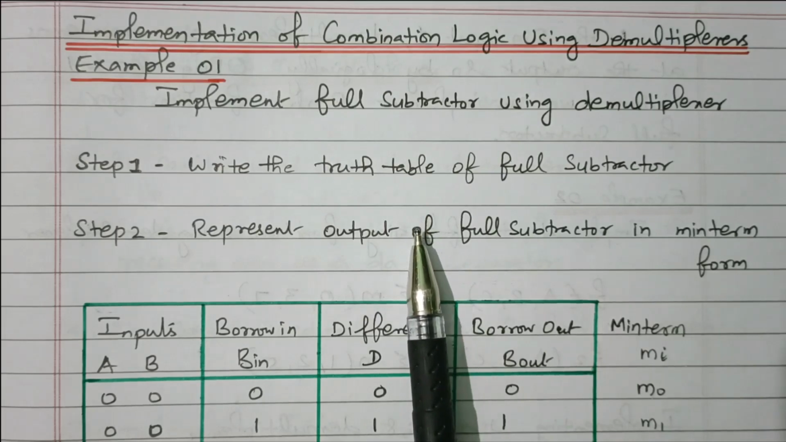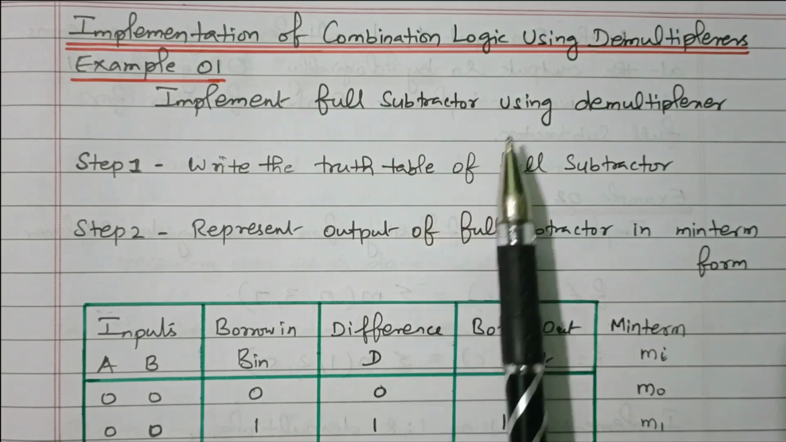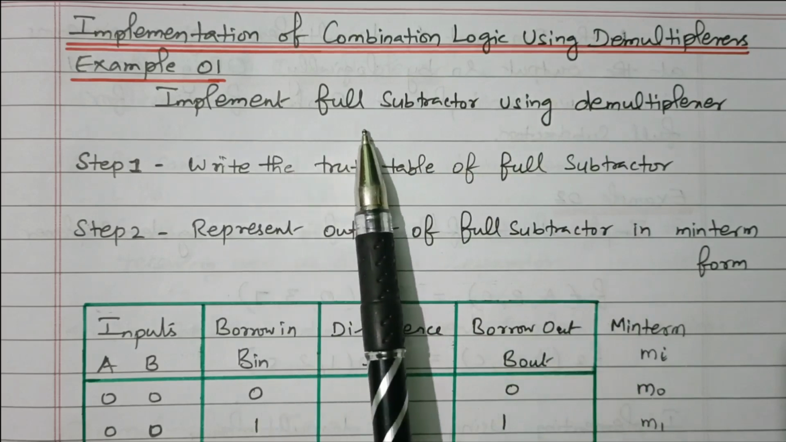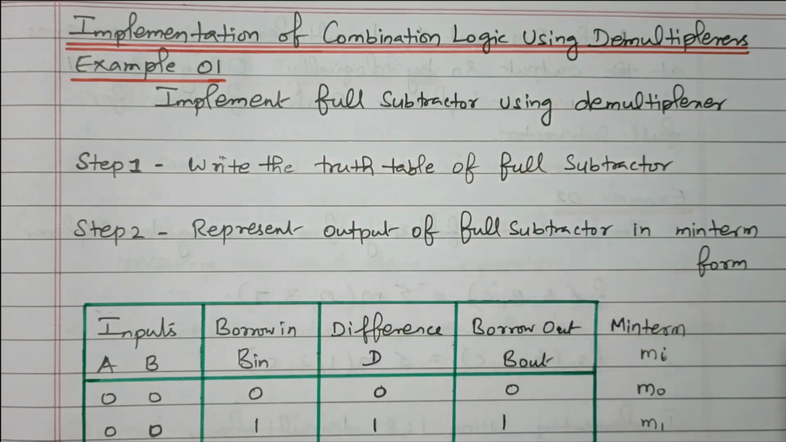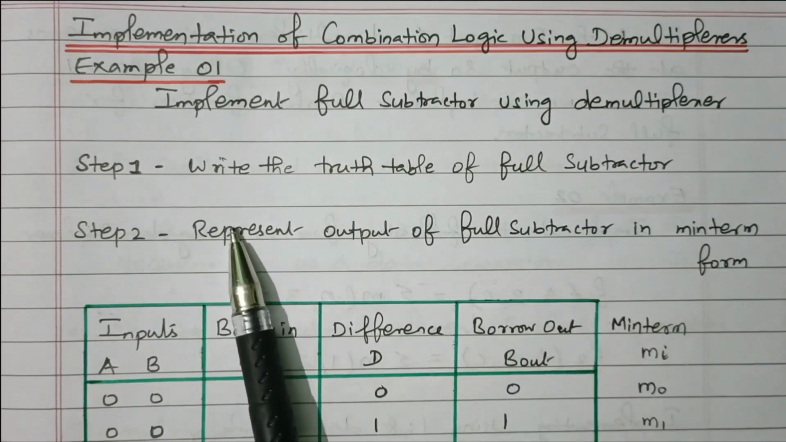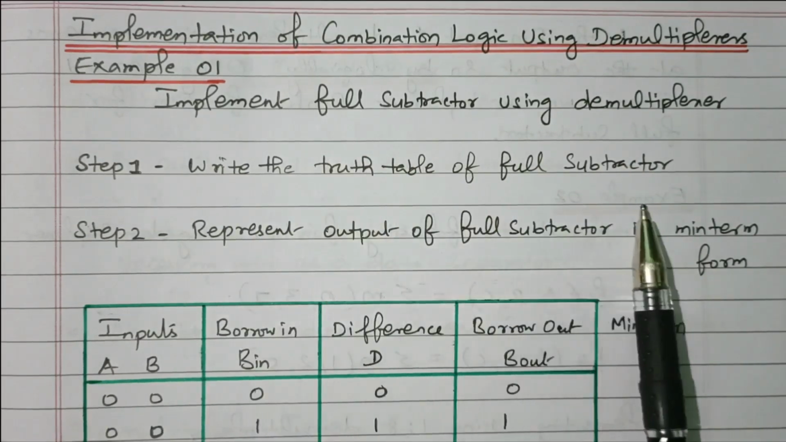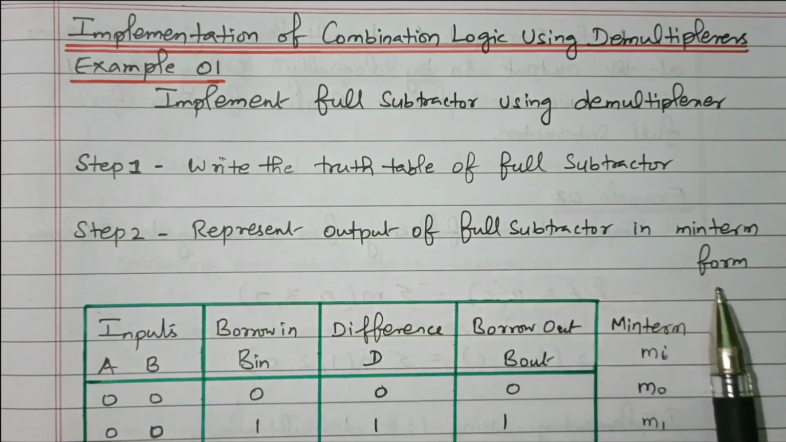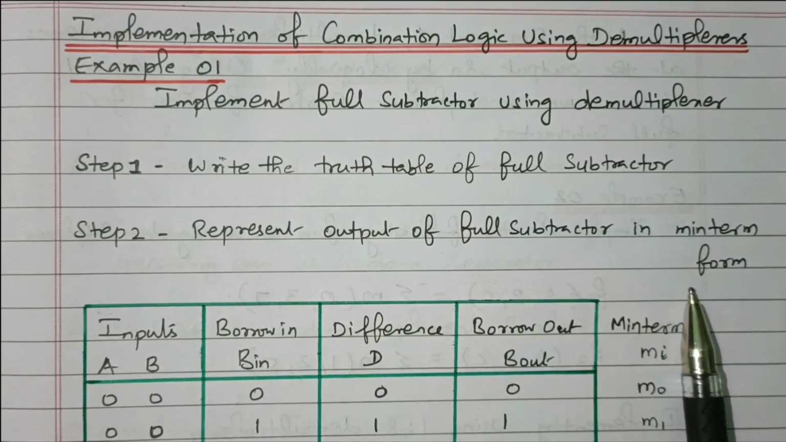Now we'll go to the topic: implementation of combinational logic using demultiplexer. Here we are going to implement the full subtractor using the demultiplexer. So in the first step we need to write the truth table of the full subtractor. Then we need to represent the full subtractor in the min term form, because in a demultiplexer we get the min term as an output, right?